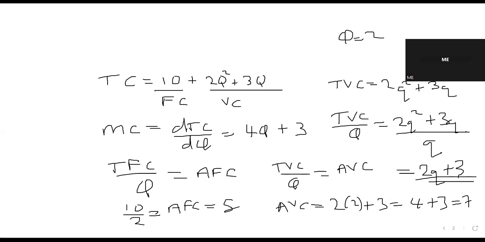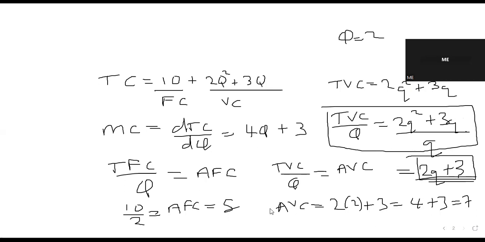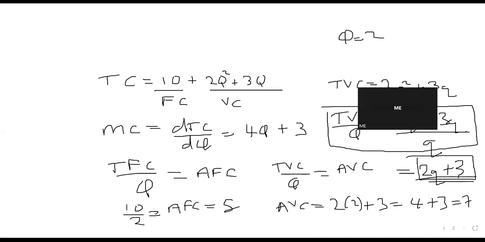Sorry, Collins, but I've seen the 3 also has a Q. Why are we not replacing it with 2? The TVC is equal to 2Q squared plus 3Q. Because we divided by Q in there, it is 2Q, and in the 3Q, the Q goes out. So our new function is this one here. Okay. All right, any other questions?